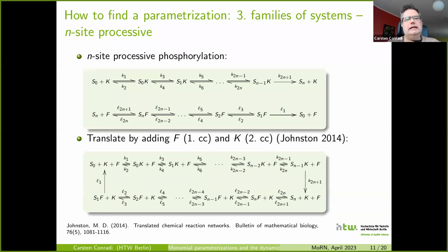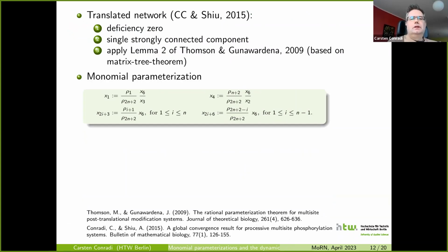And now one can apply basically something that Jeremy Gunawardena described in his 2009 paper, an idea that is based on the matrix tree theorem. You can look at the equation and use this lemma in their paper and come up with a monomial parametrization.